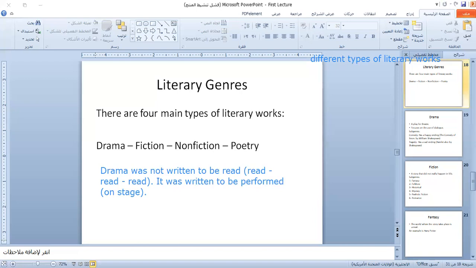So what is the main difference between fiction and nonfiction? We read nonfiction in order to absorb a certain level or type of information, like the news, like facts, scientific facts, like truths that are related to the real world.